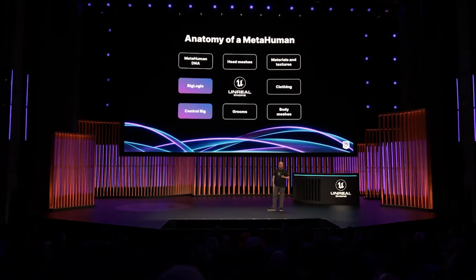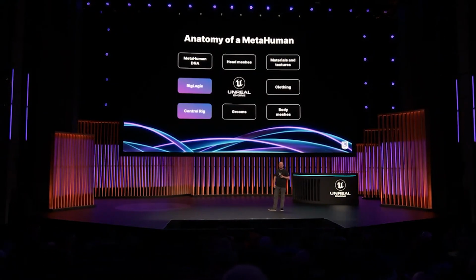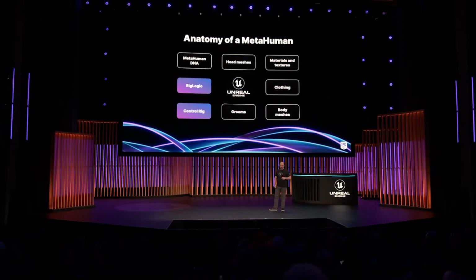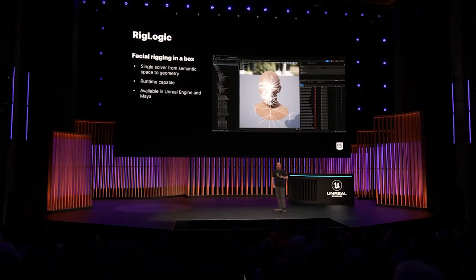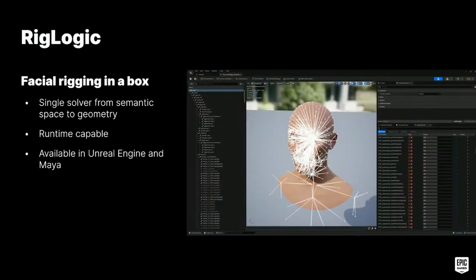Okay, so last and possibly the most significant part of our assets are our rigs. Now, rig logic is effectively the rig. It's the core of our facial animation. It is parameterized in semantic space. And that means things like brow up and down, jaw up, down, left and right, and so on.